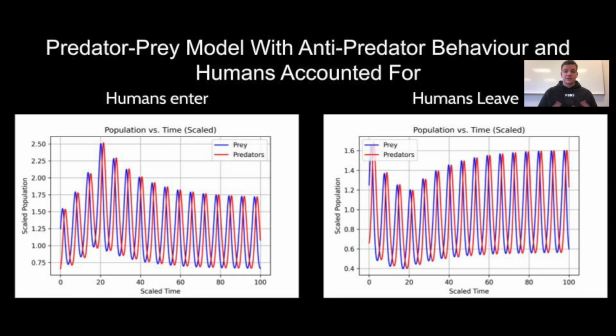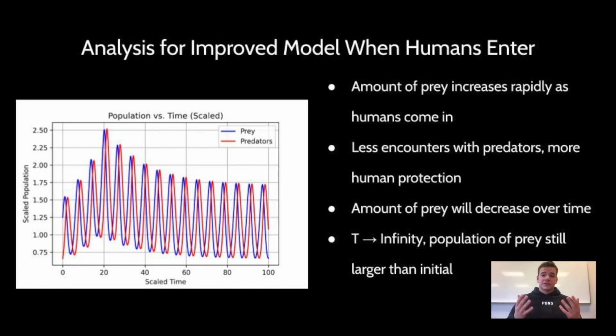Using the scaling method we used earlier, we developed 2 graphs of the predator-prey model with anti-predator behavior and humans accounted for. Left graph is for the case when humans enter, and the right graph is for the case of humans leaving. In the case of humans entering, the amount of prey will at first increase rapidly since they have a safer environment. By that, we mean less encounters with predators and more protection by humans. However, as time goes on, prey exhibit less anti-predator behavior traits and become more vulnerable to predation, leading to a decline in the prey population.